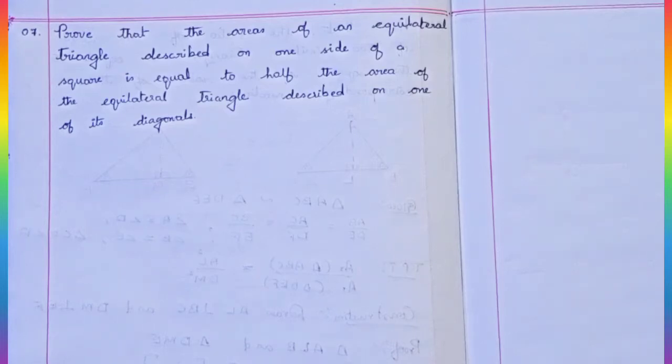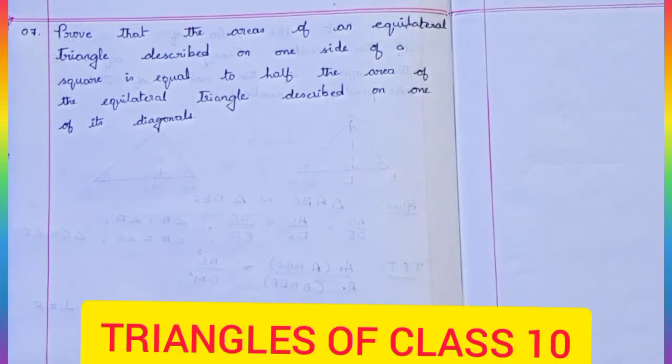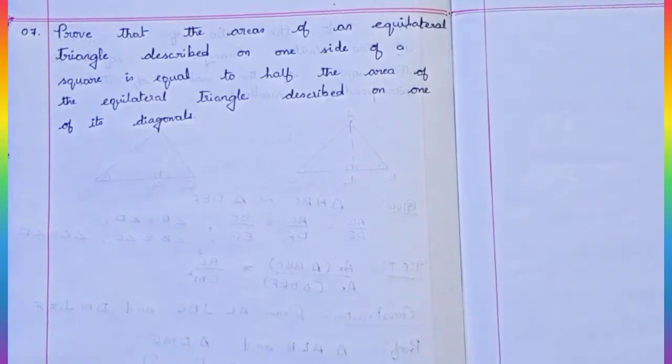Today we are solving problem number 7 from the unit of triangles of class 10. The question is taken from exercise 6.4 in the CBSE textbook and from exercise 2.4 in the Karnataka state textbook. The question is like this. Prove that the area of an equilateral triangle described on one side of a square is equal to half the area of the equilateral triangle described on one of its diagonals.